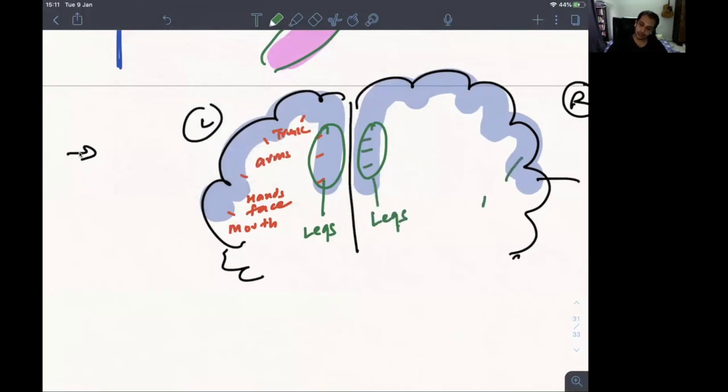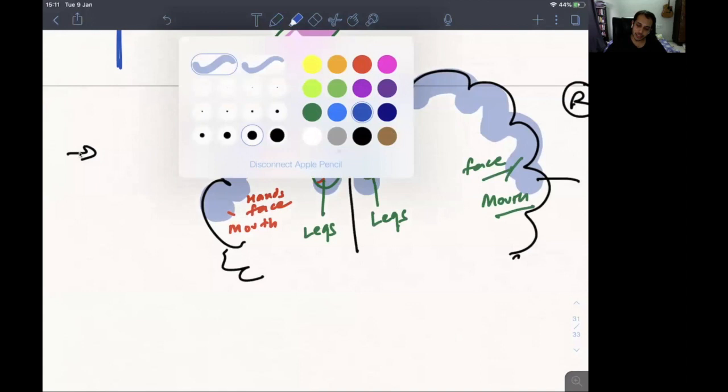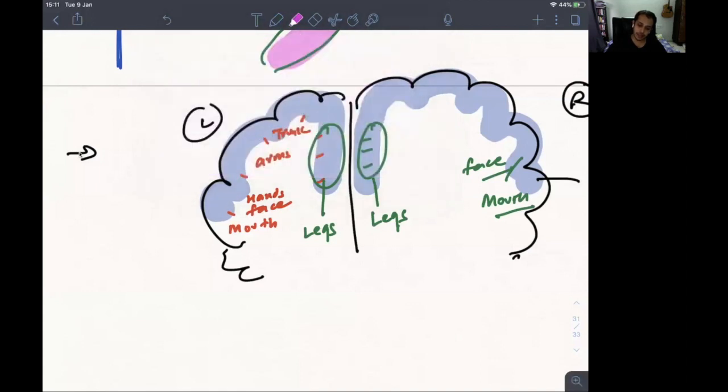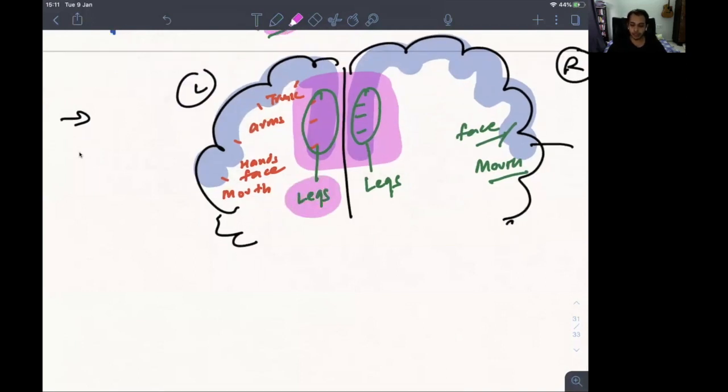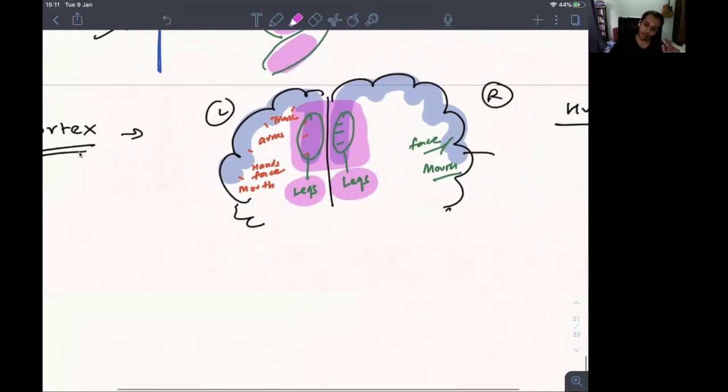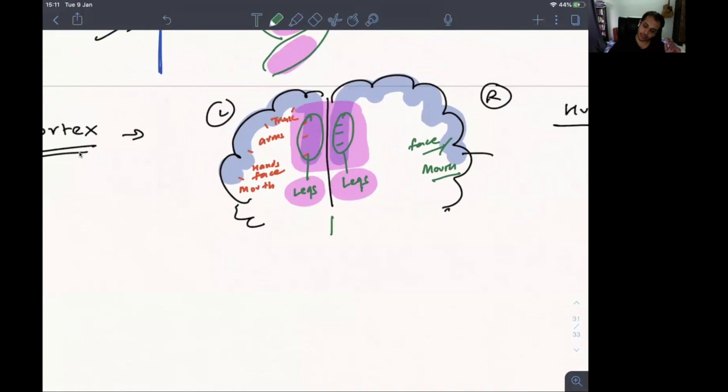And this is the opposite side of the mouth and the face. Now, you can imagine that if there is a lesion in the central portion, what that would do is it would involve both the legs and it would spare the hands and the mouth and the face. So this is called parasagittal lesions.